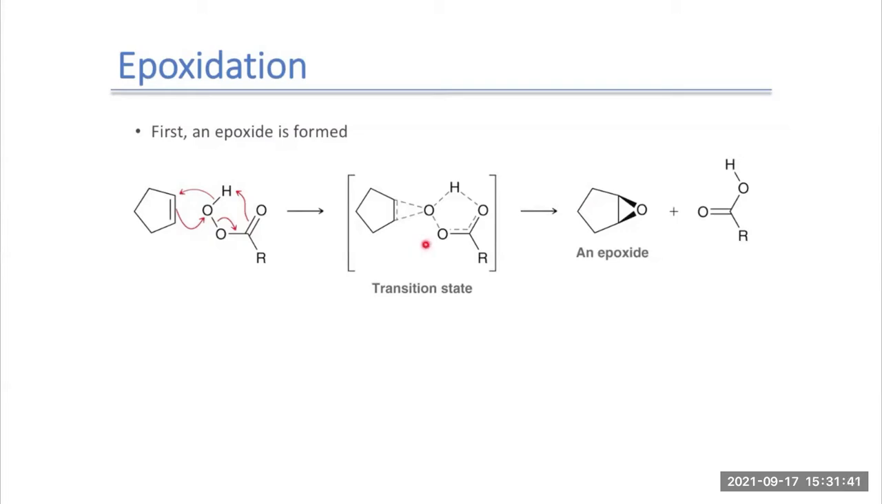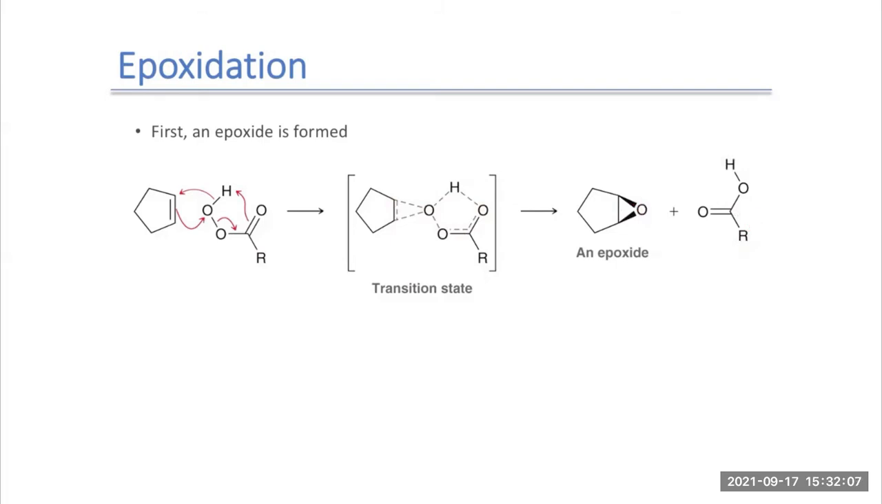So if we look at the transition state, we can see it's kind of a cyclic transition state within the peroxy acid part. And then the alkene is on the end grabbing this oxygen off. So once it grabs it off, we end up with our epoxide and a carboxylic acid.